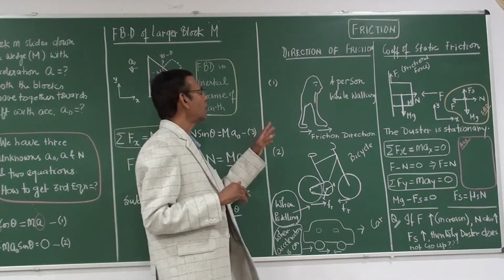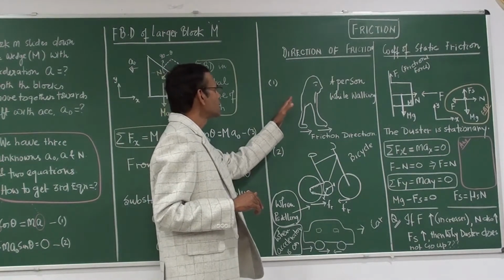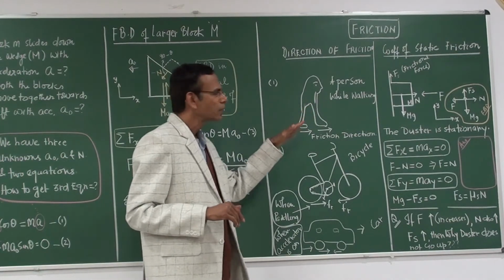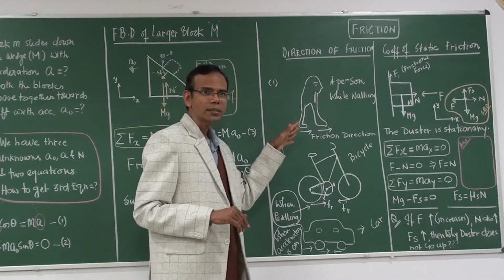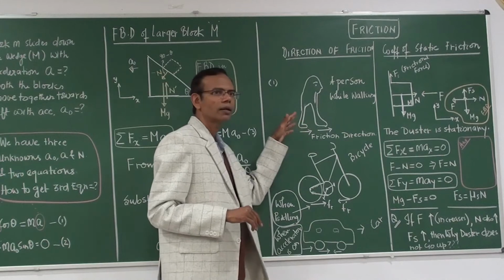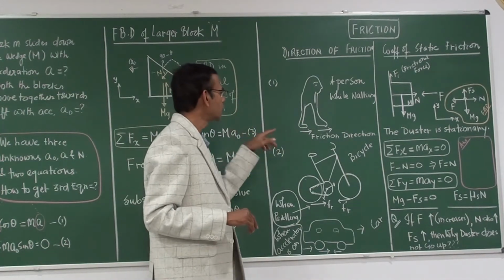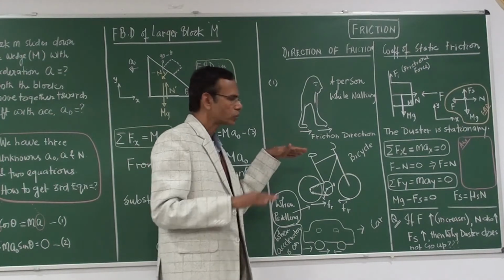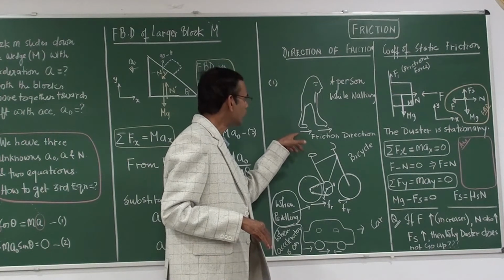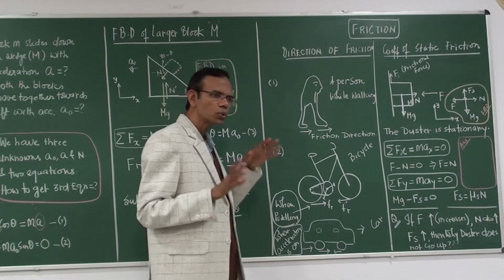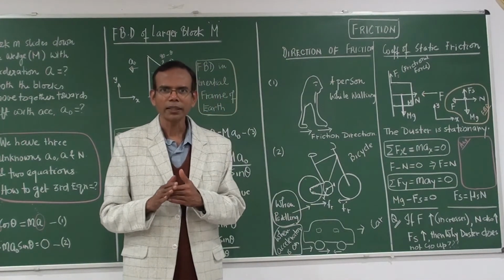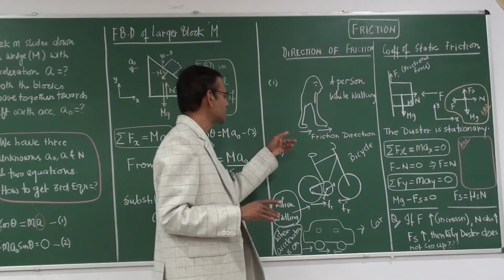Okay? Now, the direction of friction. Suppose there is a person. This is not a person though, I could not draw, but anyway. So a person is walking. What is the direction of friction acting on his or her foot, or in the sole of the foot, you can say. The way we can see is that usually our concept is that when something is moving, friction is acting in the opposite direction, but not always, like in this case.